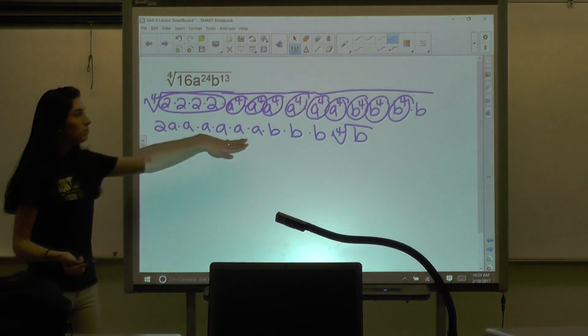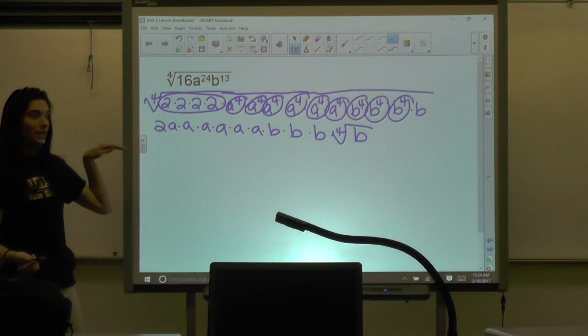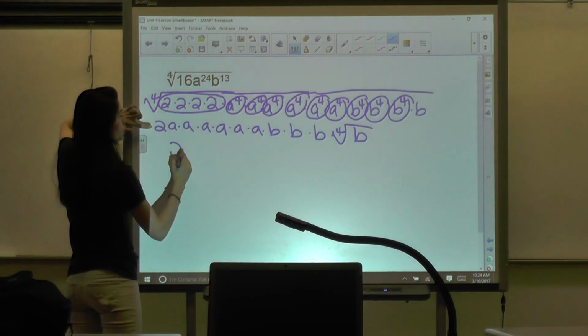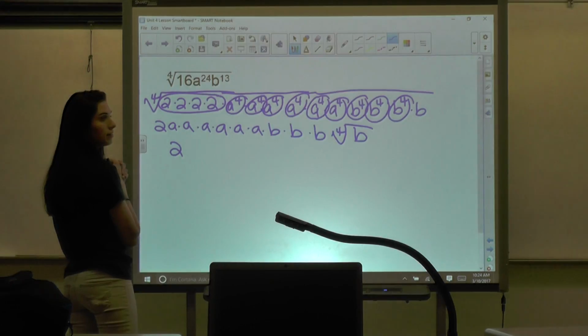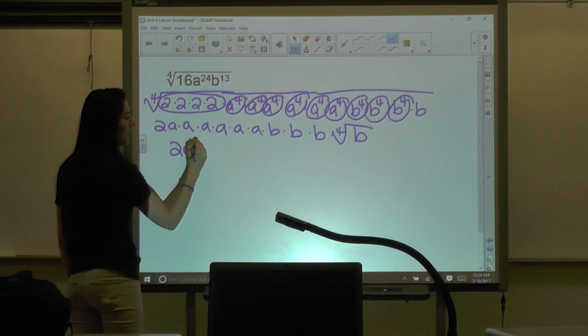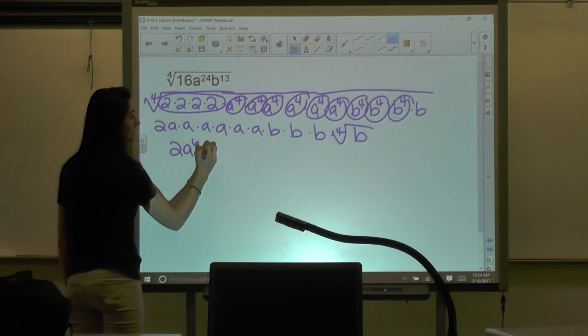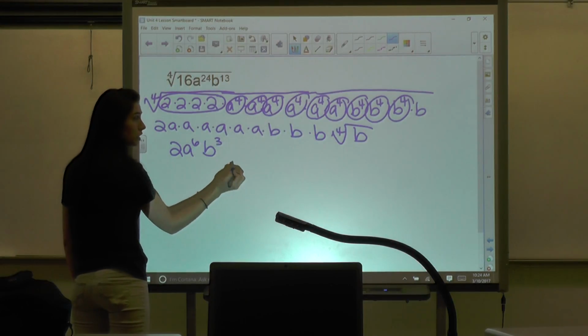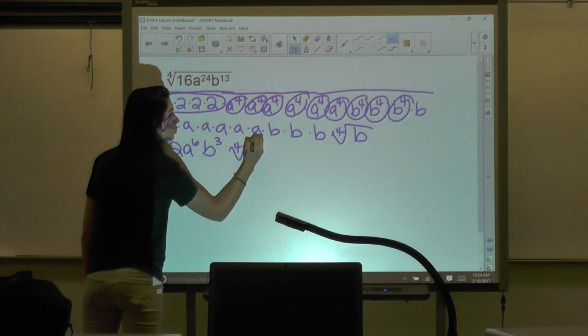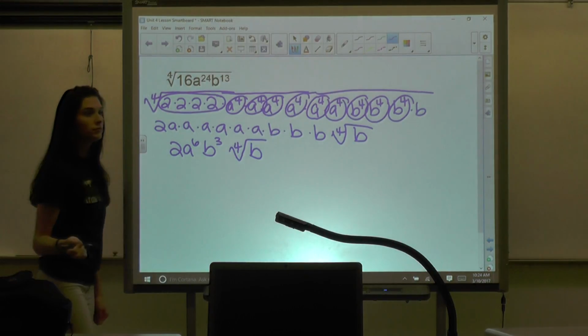But now we have to simplify this because you will never see it written like this. We have 2. How many a's do you have? 6. So it's a to the power 6. Then I have 3 b's, so that is b cubed. And you have 4th root b.